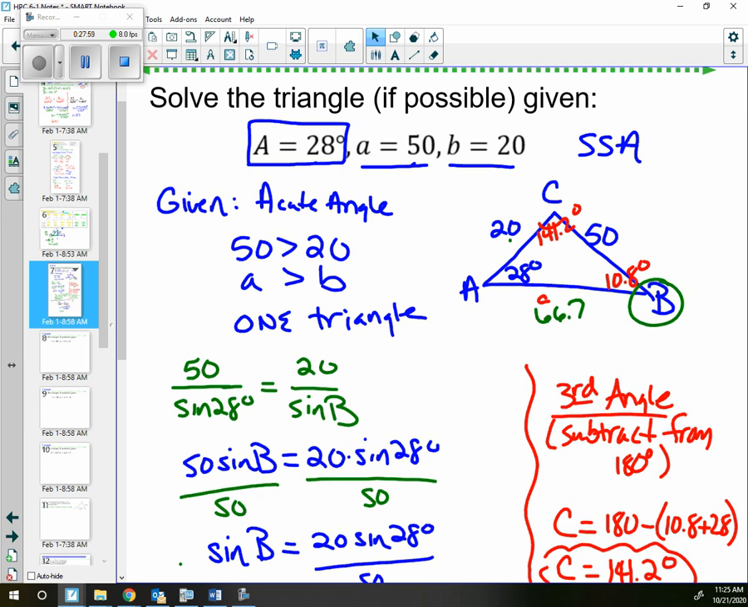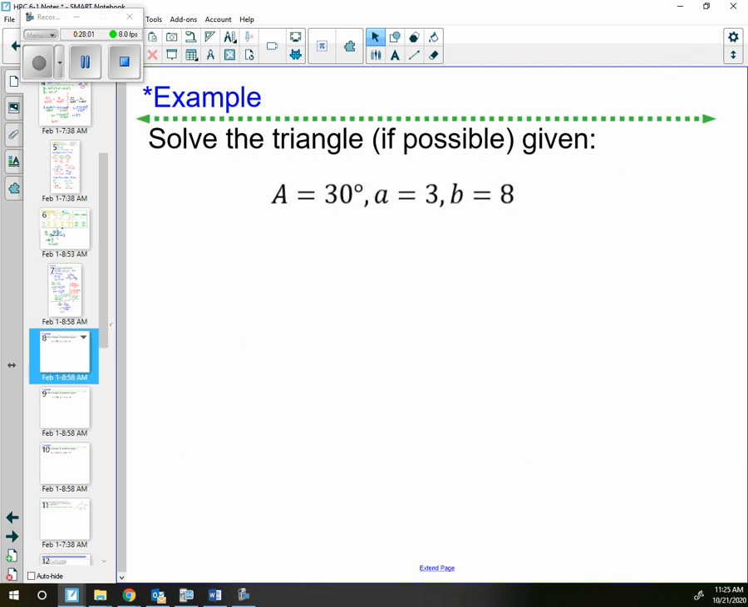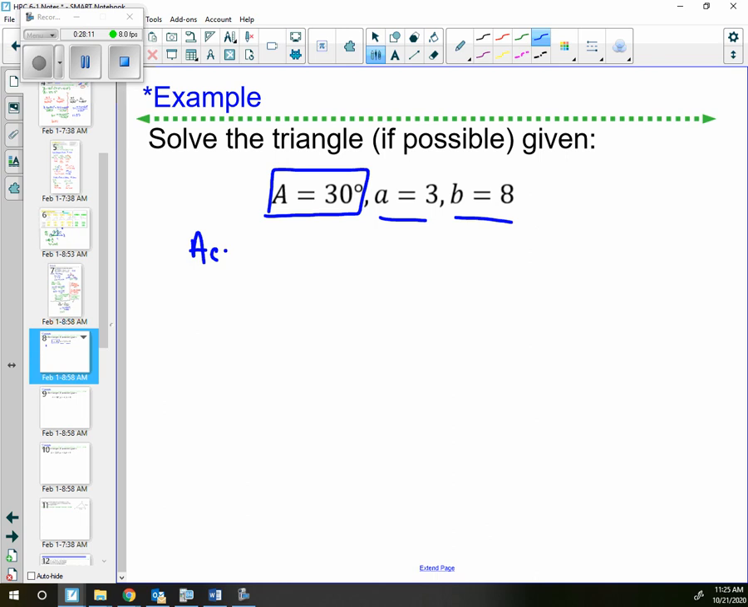All right, now we're going to walk through some other scenarios so we can talk about some more things that can happen. Again, we're going to analyze what we know. We're given one angle and then two sides. Our angle that we're given is acute, and we do have the side opposite it. So we have side A to go along with angle A. So we're given an acute angle and its opposite side.